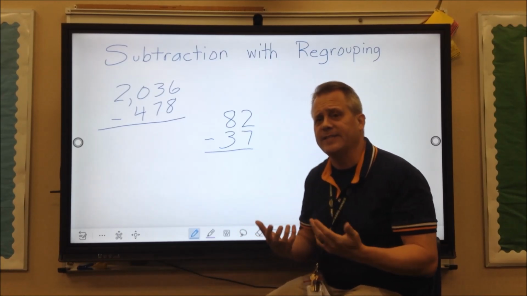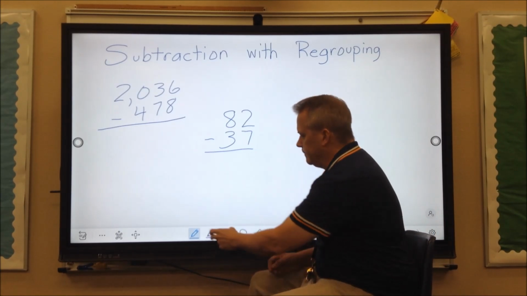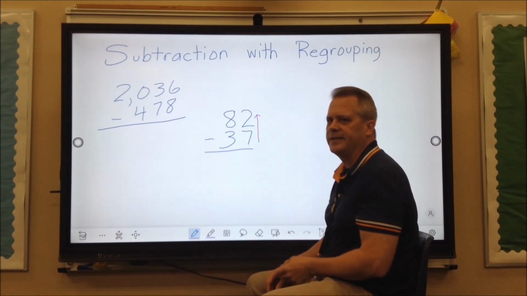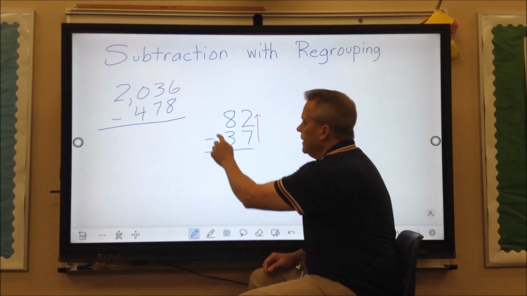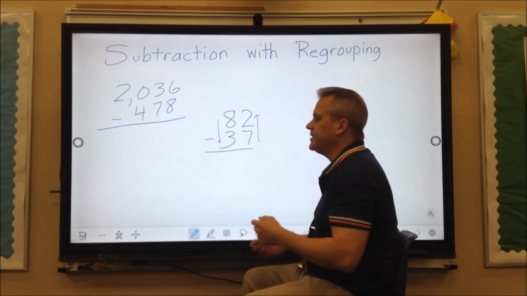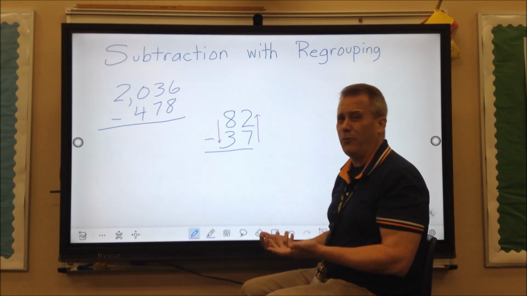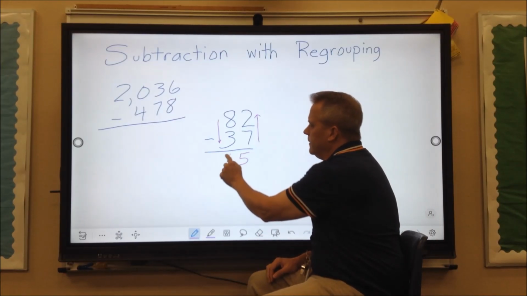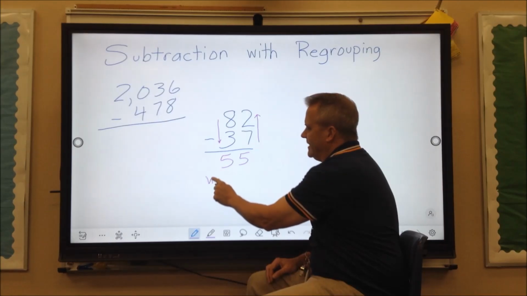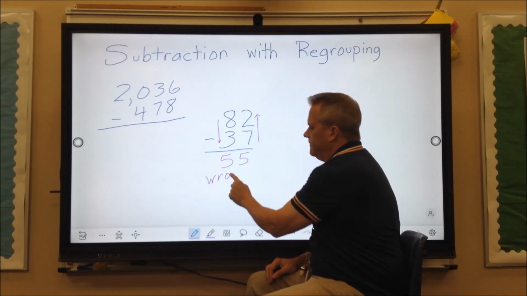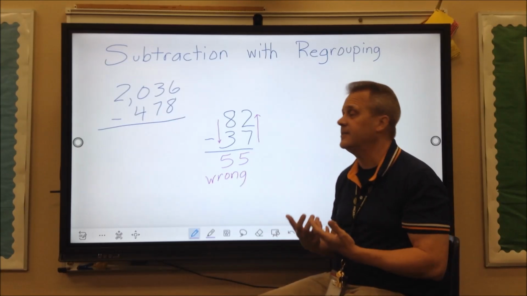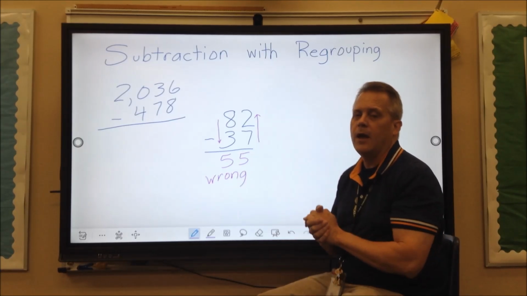The mistake that some kids make is this. They take the big number and they subtract from the small number. And that's great, however, unfortunately it's not correct. So in this situation, they would have written down 55, and unfortunately 55 is the wrong answer.